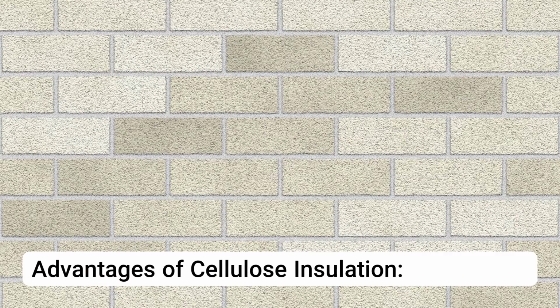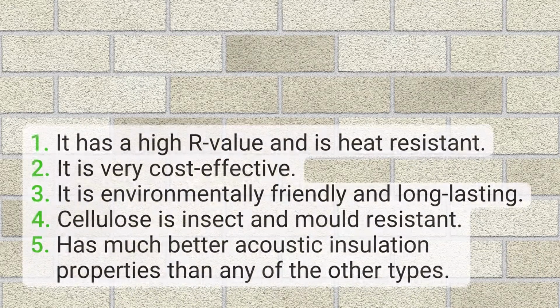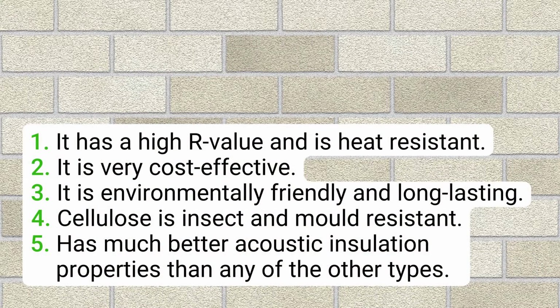Advantages of cellulose insulation. 1. It has a high R value and is heat resistant. 2. It is very cost-effective. 3. It is environmentally friendly and long-lasting. 4. Cellulose is insect and mold resistant. 5. It has much better acoustic insulation properties than any of the other types.